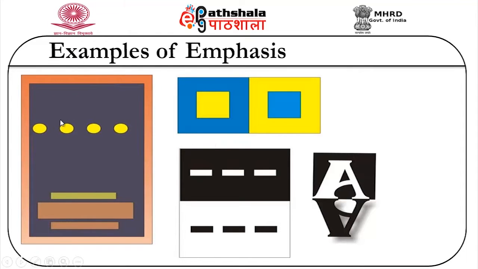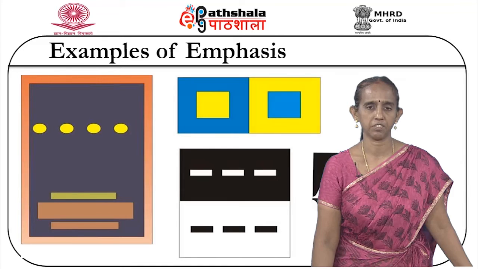These are examples of emphasis. If we see here, the dots are being emphasized by having different shapes and different color when compared to these blocks. Here we can see that the inner square is being emphasized by having a different color. Similarly, here also the inner square is emphasized by having a different color. Here we can see that the entire black part is emphasized by having a different color with respect to the other part of it. Here also we have an A, and the mirror image of that A. The mirror image of the A is emphasized by providing a different color to it.